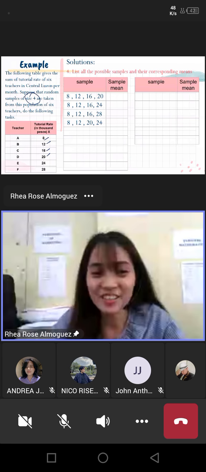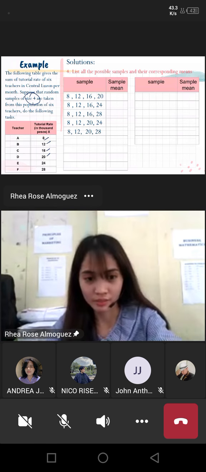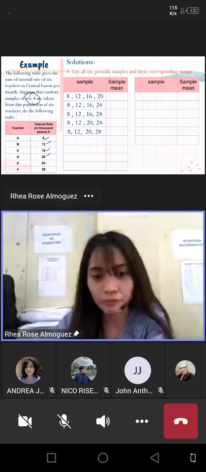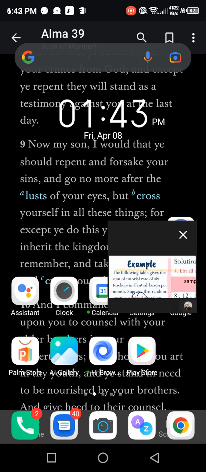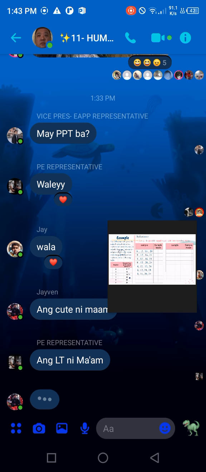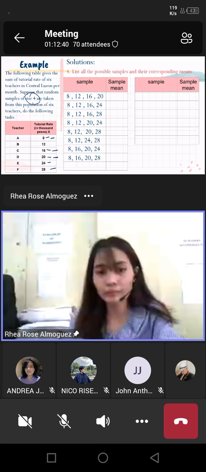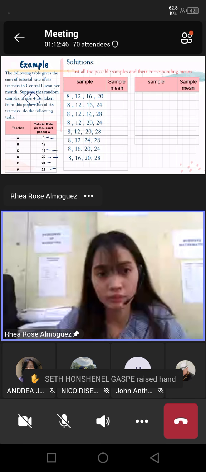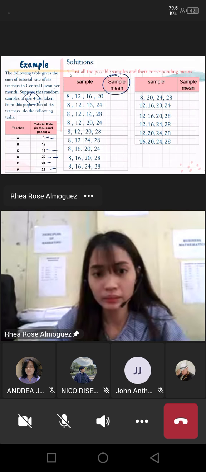Okay. So, if we're going to combine na ito with 4 sample size, we have here 8, 12, 20, 28. Hanggang sa makarating ka sa dulo. 8, 16, 20, 24. Ano pa? 8, 16, 20, 28. Hanggang sa ma-partner mo lang siya lahat. Okay? So, again, paano na natin makukuha yung sample mean after natin makuha lahat ng sample? Anyone? Yes, sir. I-add po lahat ng sample, then i-divide po into 4.